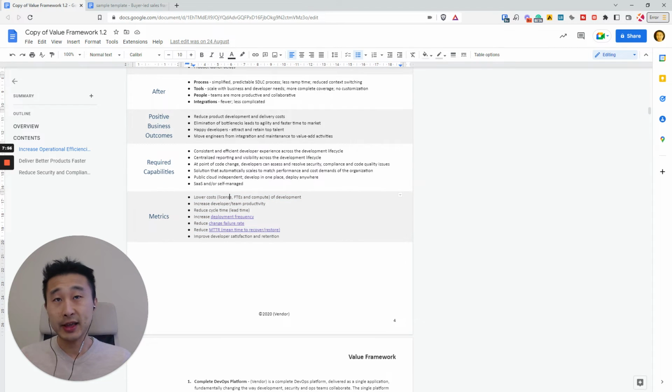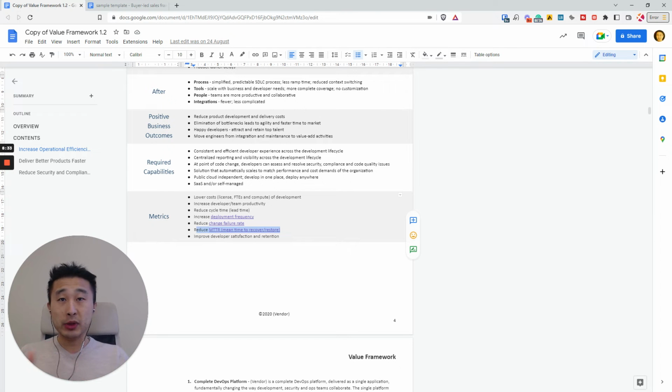So you can target an angle. It could be lower costs, costs in licensing, the full-time employee, your engineer costs, increase the productivity. It can be reduced cycle time. Increase deployment frequency if it's software that requires regular quick push out. And the security part, reduce the mean time to recover or restore, and this is the reliability part. So maybe they were spinning out their own environment, but now this platform can take care of it for them. So you will find out.